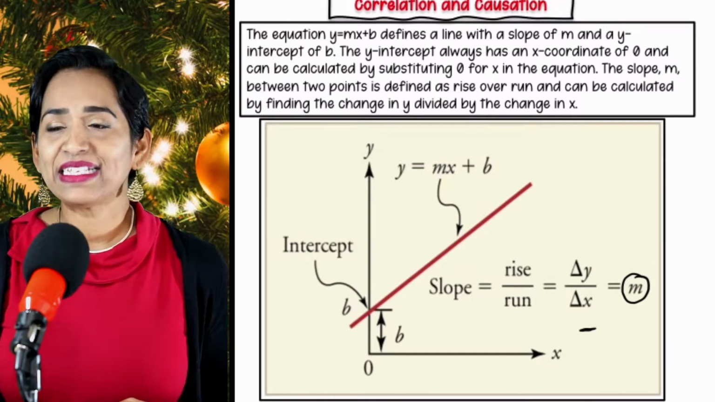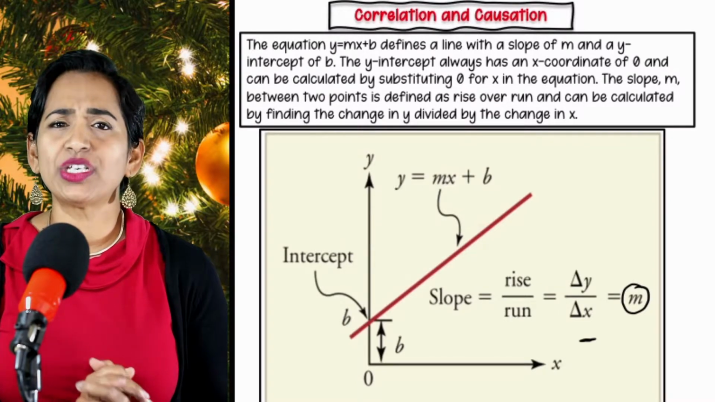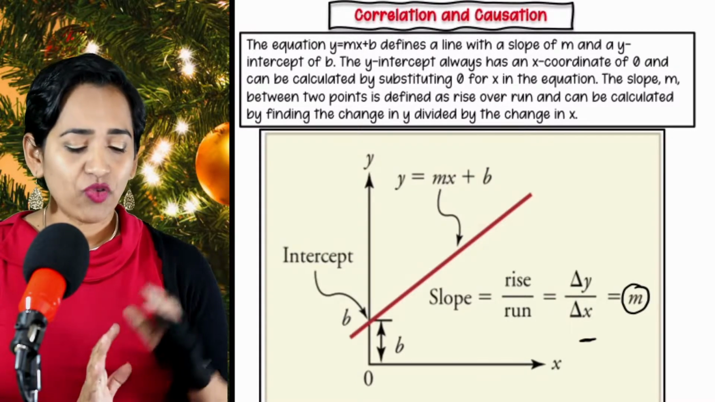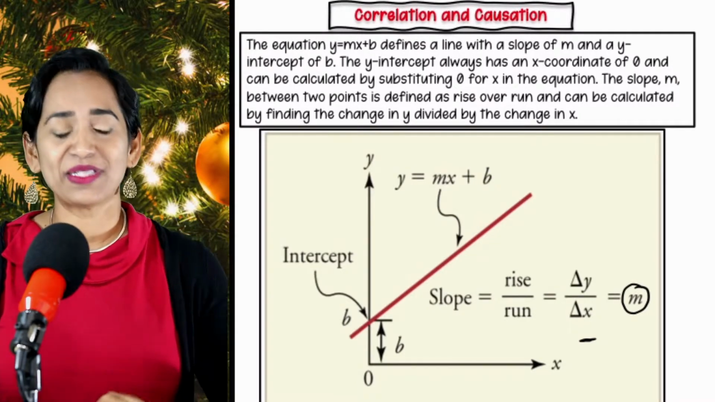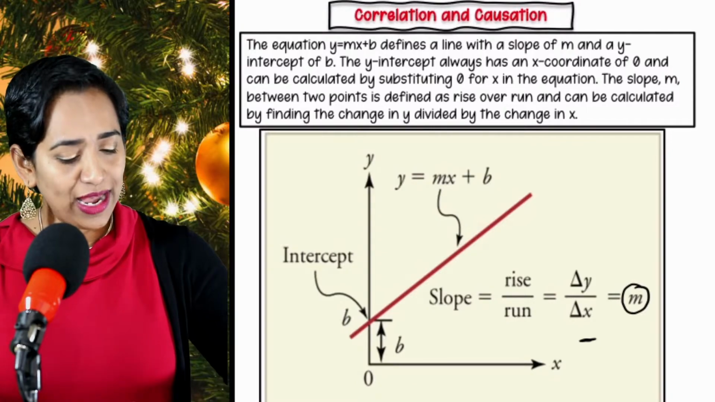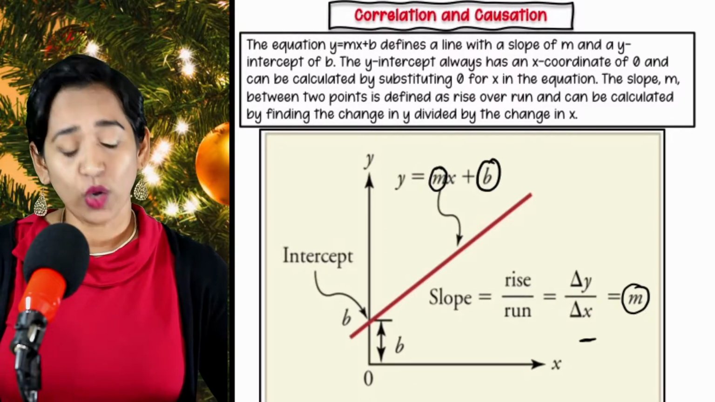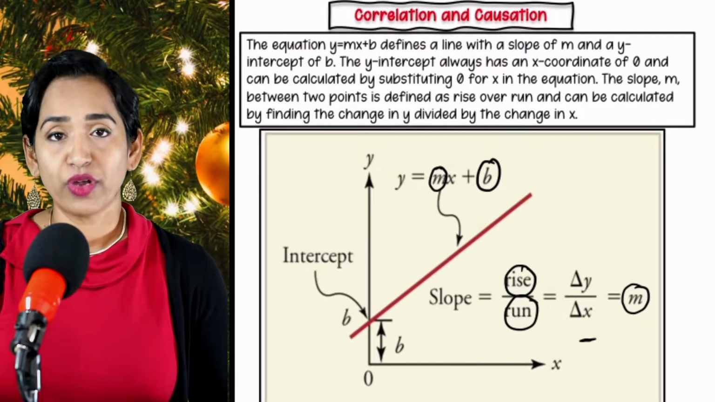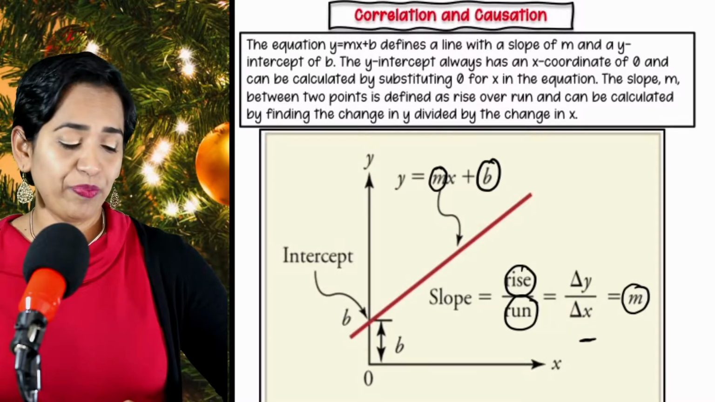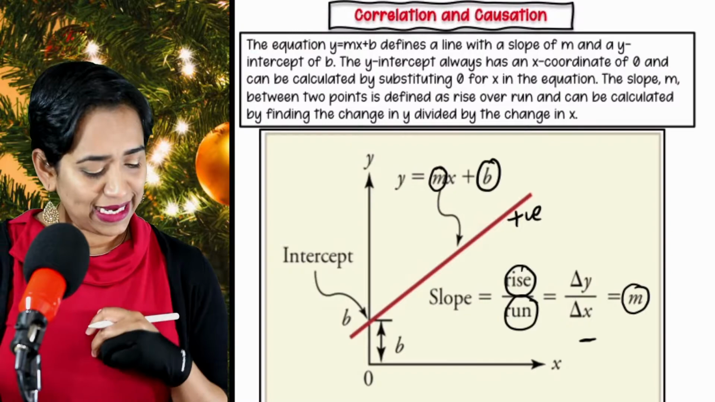Welcome back. This is again a continuation of our linear regression lesson, which is correlation and causation. So a quick recap. As we know, y is equal to mx plus b, where m stands for my slope, b stands for my y-intercept. Slope is simply rise over run. If the line is going up, my slope is positive. Line is going down, my slope is negative.